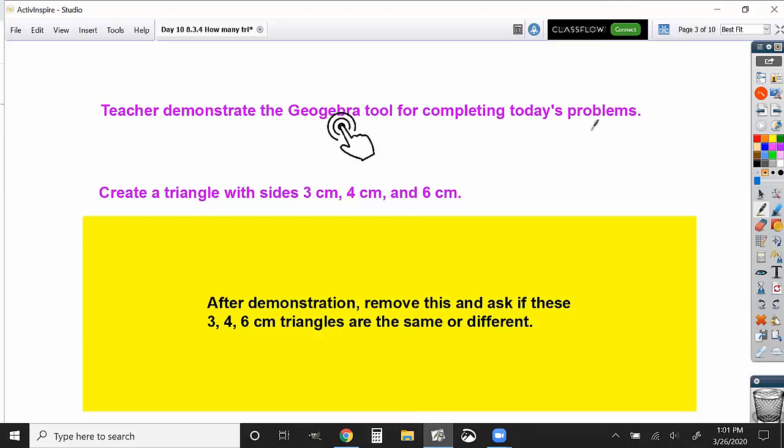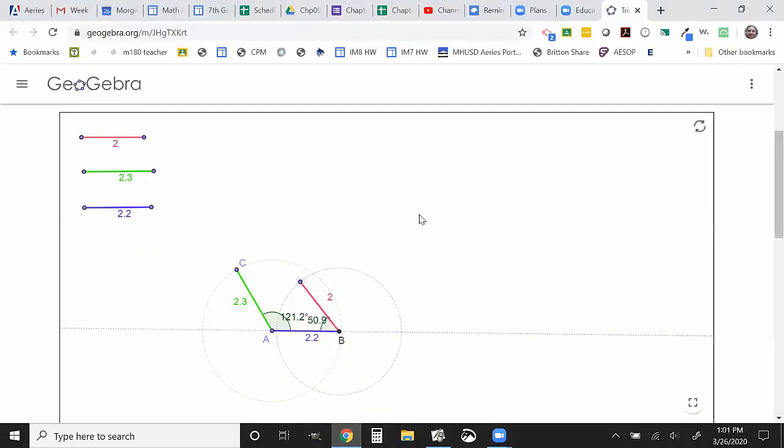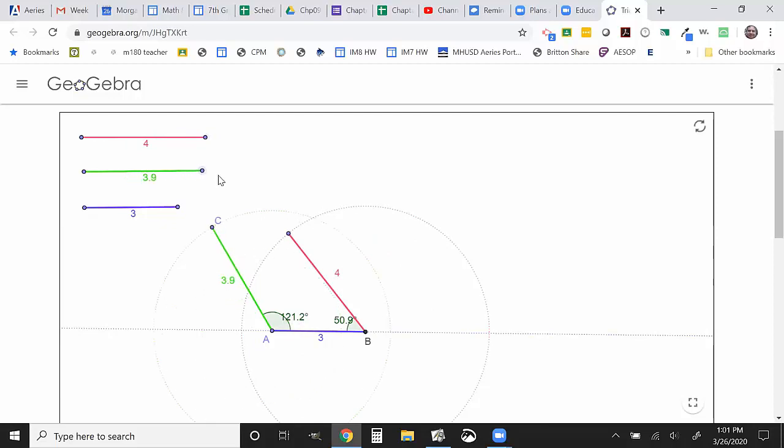All right. Hopefully you paused. I know some of you probably didn't. I'm going to make a 3, 4, 6. I'll make this one 3, and I'm going to make the red one 4. Now you might have done it differently, and I'm going to make the green one 6.